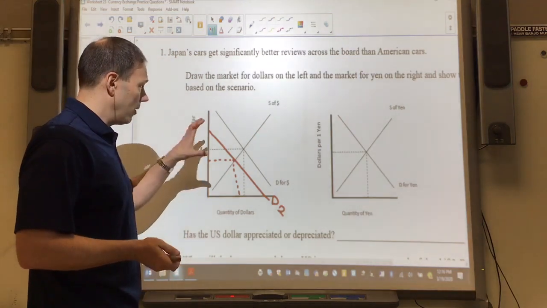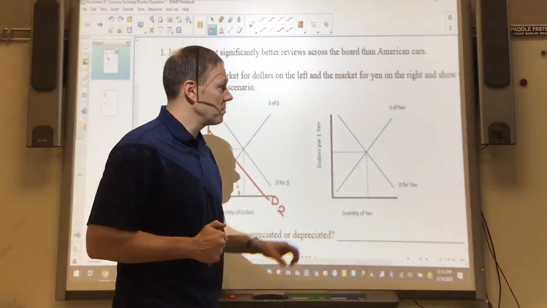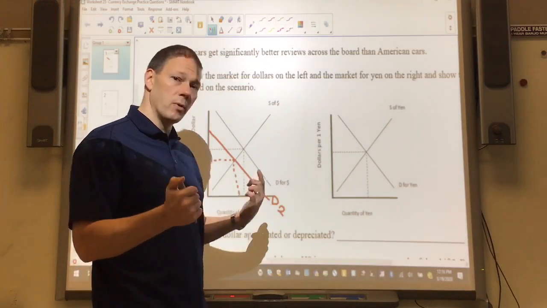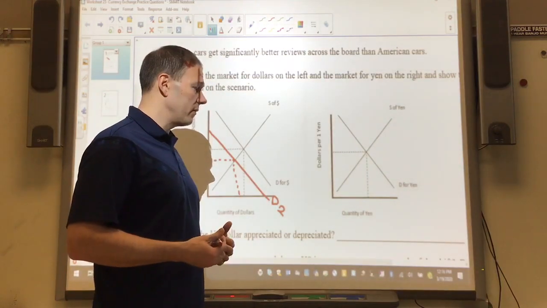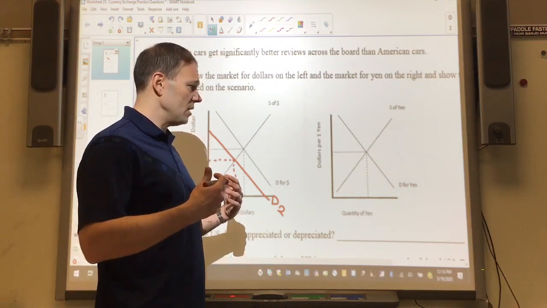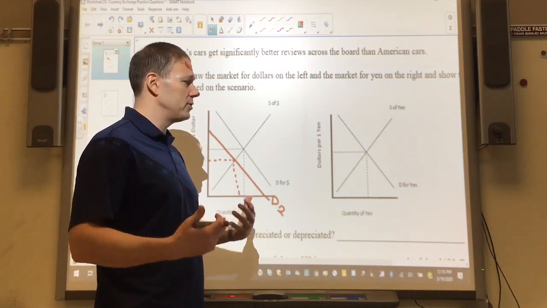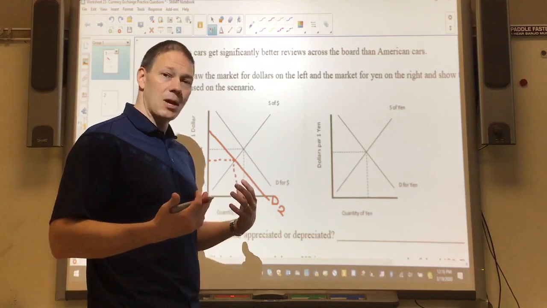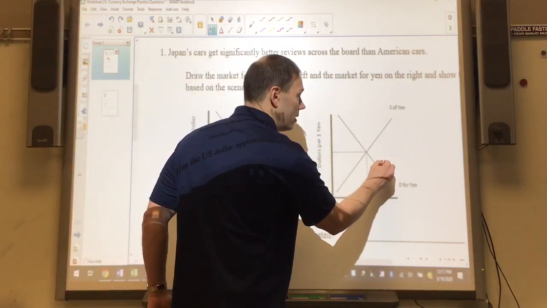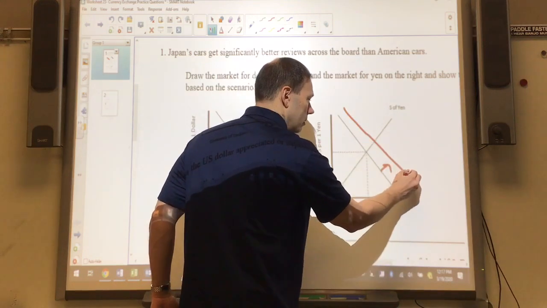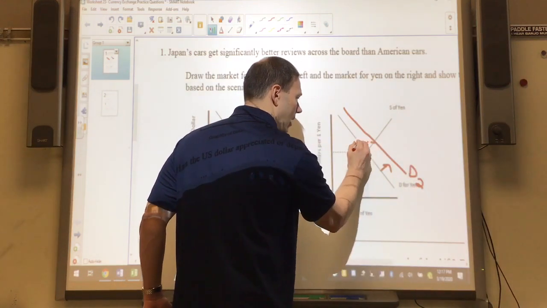So anyway, that's from the dollar perspective. Let's look at it from the yen perspective. So again, two ways you can look at it. One way, the way that makes more sense to me, would be to think of it as, okay, so we're wanting to buy Japanese cars. To buy Japanese cars, we need their currency, or yen. So that's going to increase the demand for yen. And we could look at it that way.